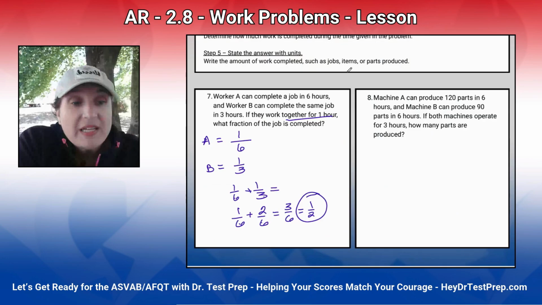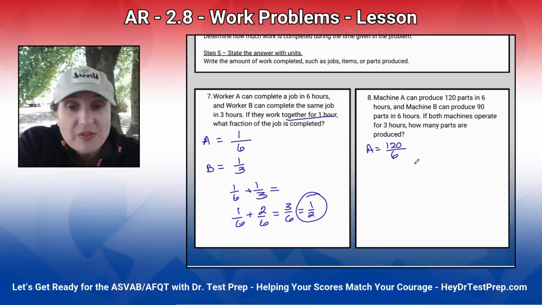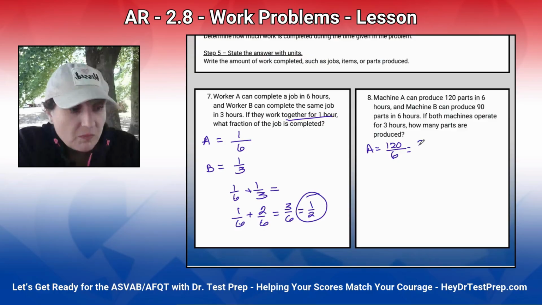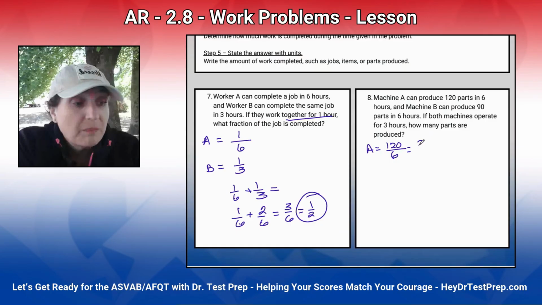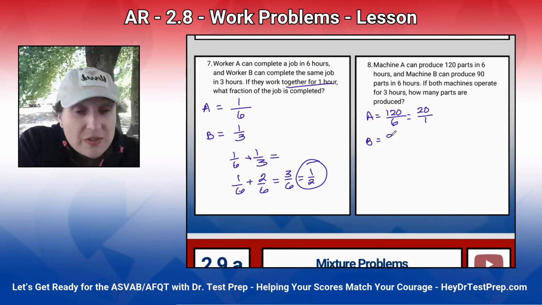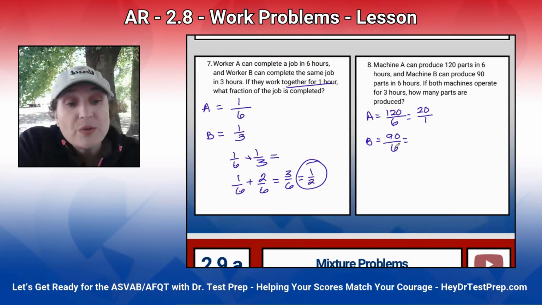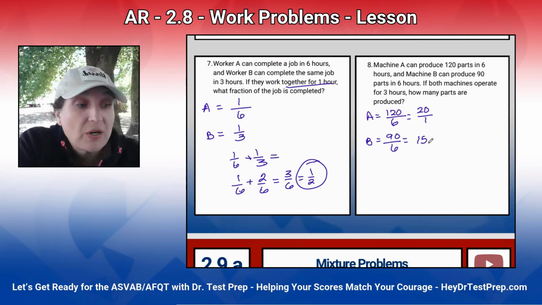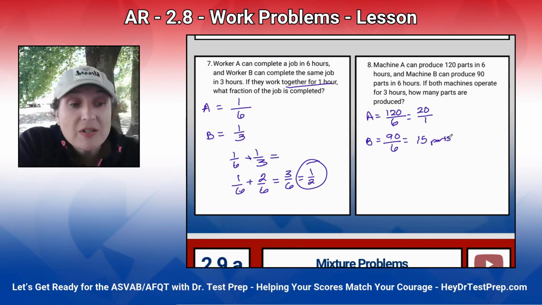Machine A can produce 120 parts in every 6 hours. Okay, so that means that every hour they're making 20 parts. Machine B can do 90 parts, also in 6 hours. So this reduces to they can do 15 parts per hour. So in every 1 hour, they're doing 35 parts.